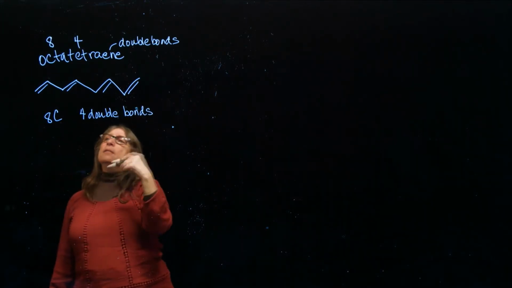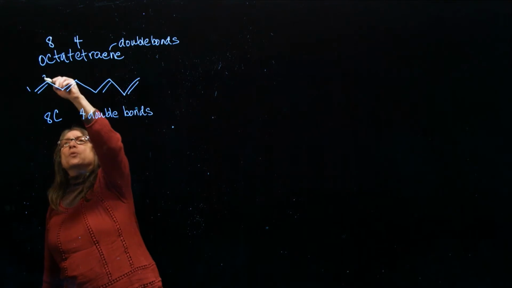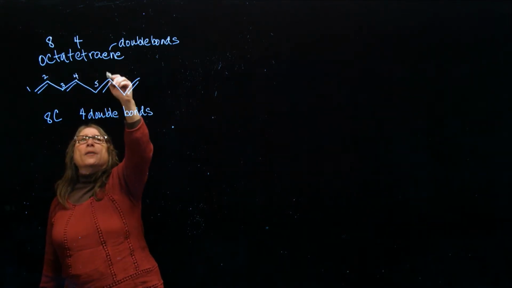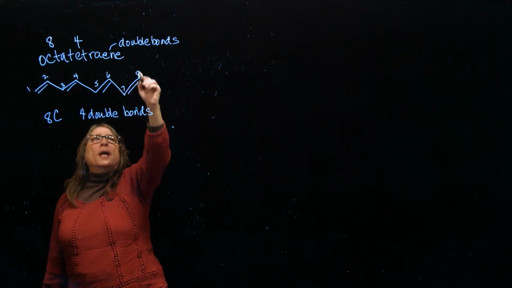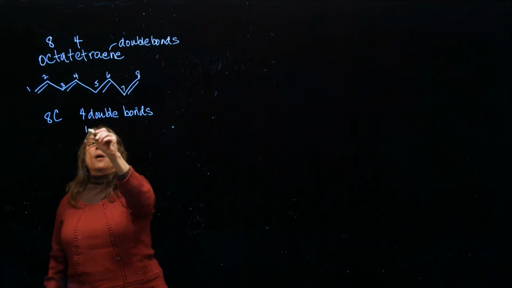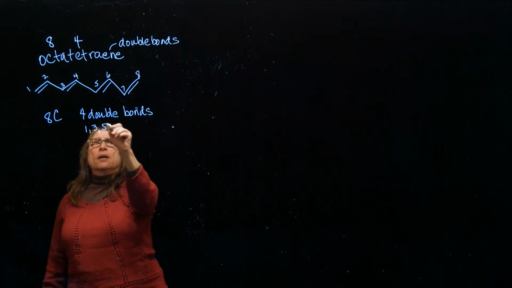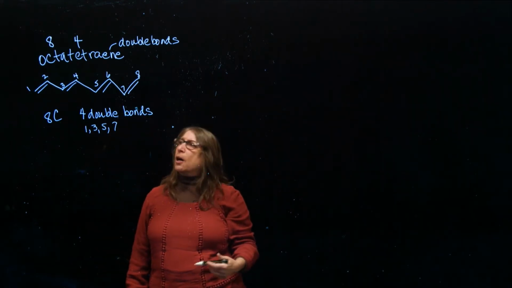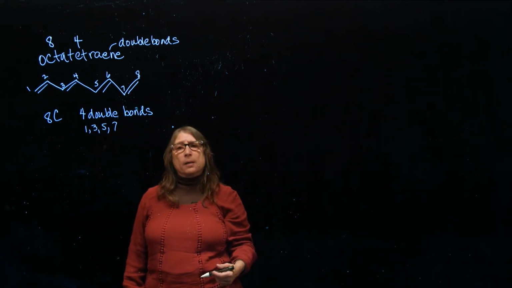And usually they'll number them. So if I number this 1, 2, 3, 4, 5, 6, 7, 8, I can actually say that these double bonds start at 1, 3, 5, and 7, meaning every other carbon-carbon bond is a double bond.